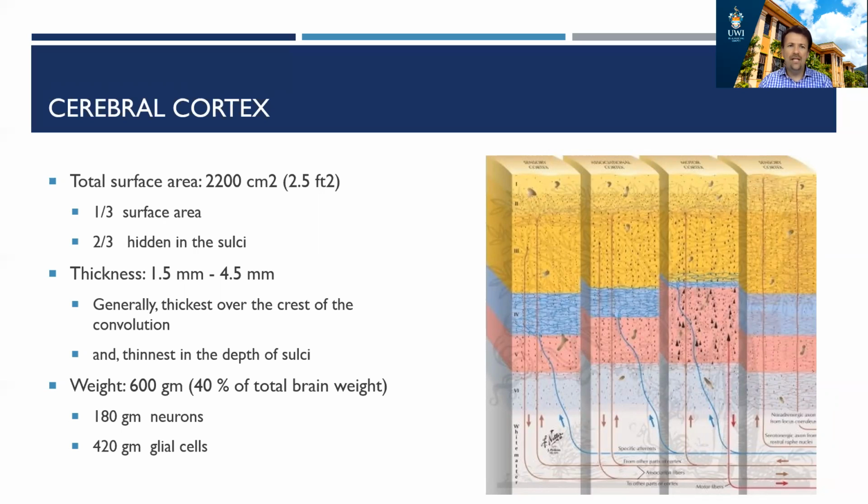Now, that outer layer of cortex that often gives rise to seizures is variable in thickness because of the folds, ranging from 1.5 to 4.5 millimeters. And that outer layer of cortex actually represents 40% of the total brain weight. And this is where a lot of processing and behavior is controlled from.